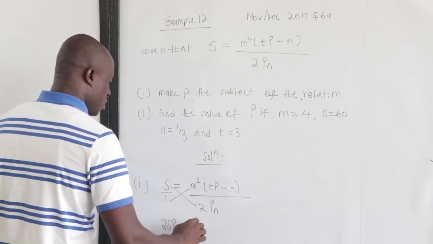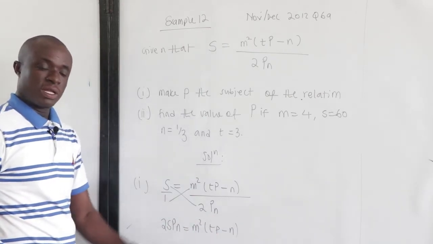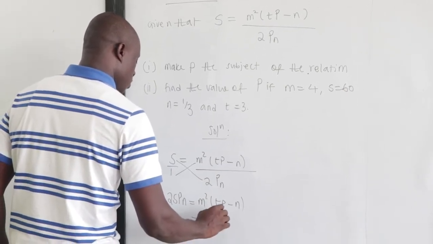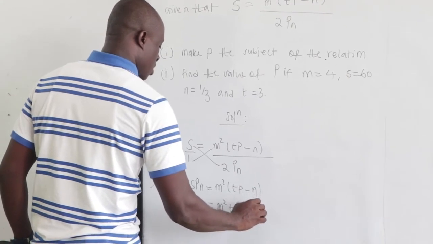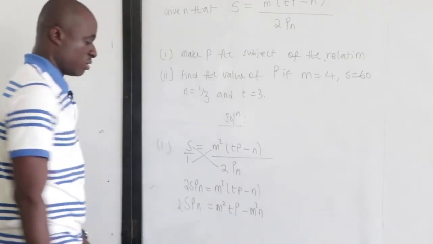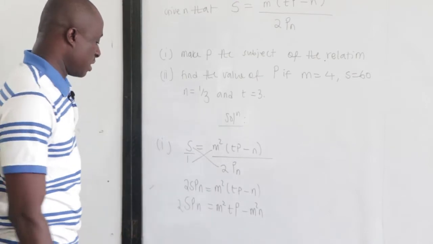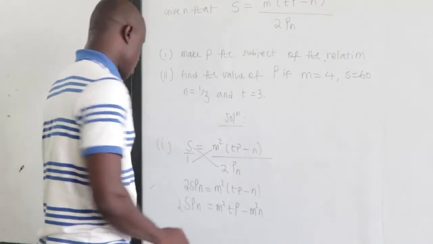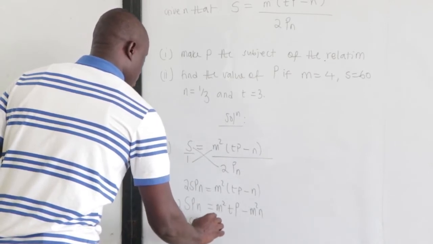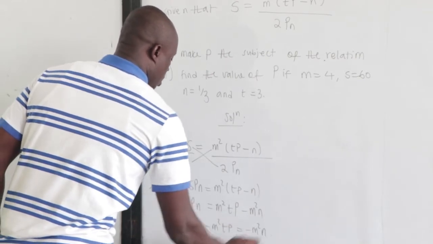So we have 2spn equal to m squared (tp minus n). From here, we expand this using the distributive property. So m squared tp minus m squared n. Then 2spn. We want to make p the subject. What do we do? We group like terms. So this has to come here. So clearly we have 2spn minus m squared tp equal to negative m squared n.